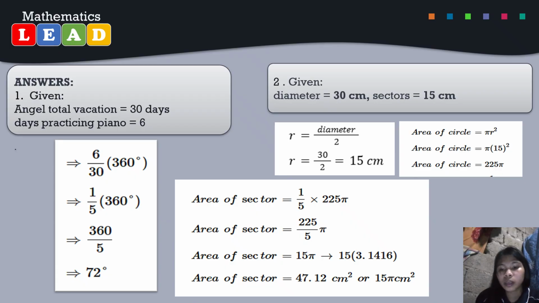And since pi is equal to 3.14, we multiply it by 15. Now we have 47.12 centimeters squared or 15 pi centimeters squared.